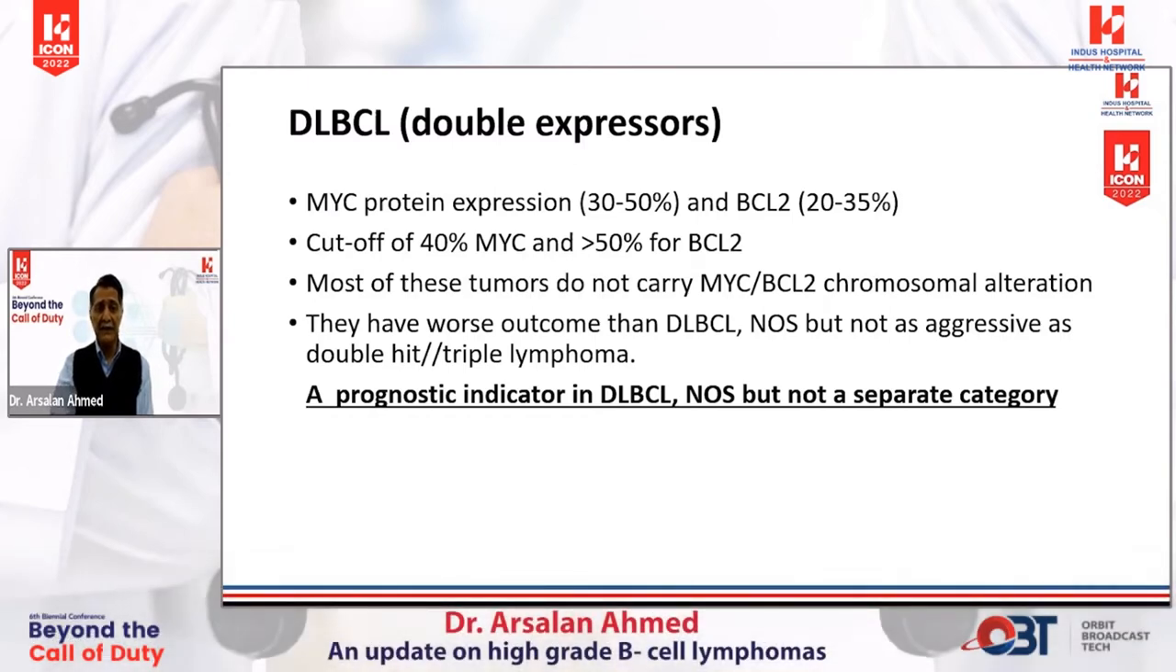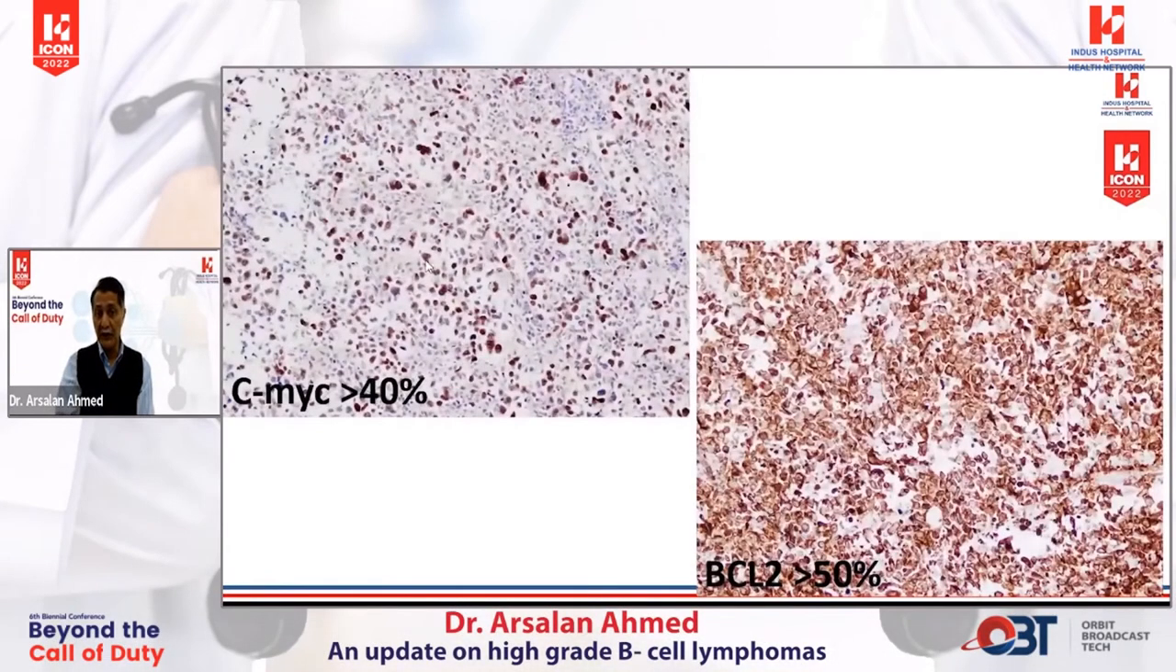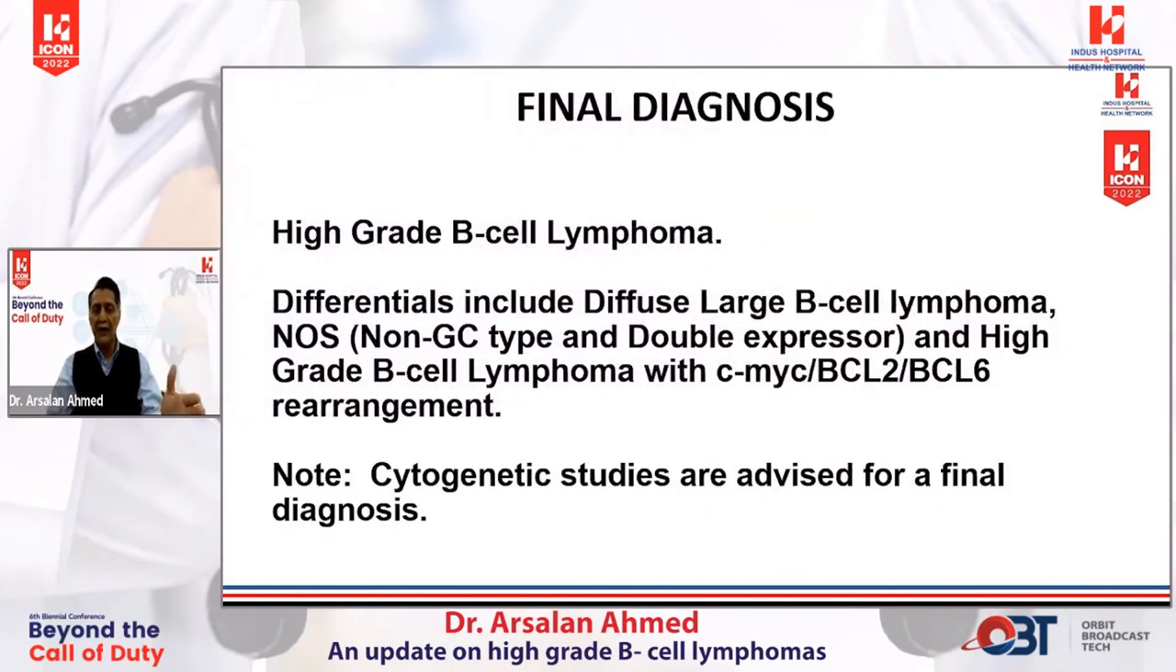So our case was C-MYC positive, more than 40%, and BCL2 was more than 50%. So going back, this is diffuse large B-cell lymphoma, non-germinal center type, and it has BCL2 positive, BCL6 positive, and C-MYC positive. This is like a double, triple expressor. So what should I call it now?